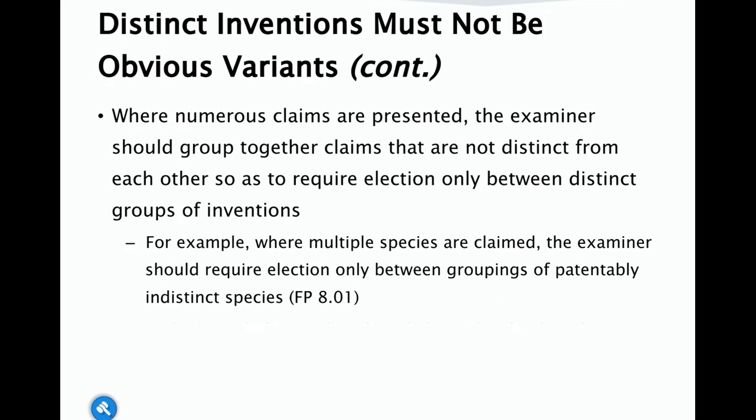When grouping sets of claims together, group only those claimed embodiments that are distinct from each other. This approach should be used when grouping of any claim sets is considered, including species that are not patentably distinct.